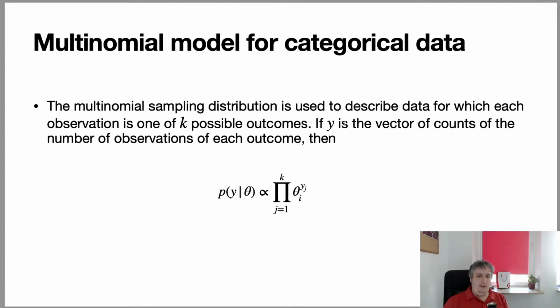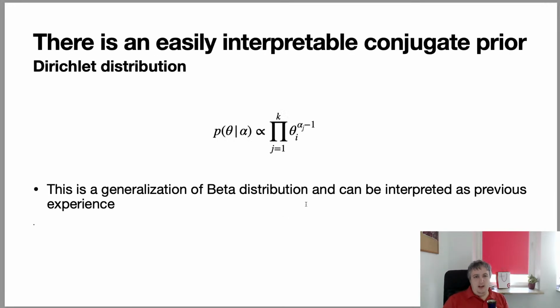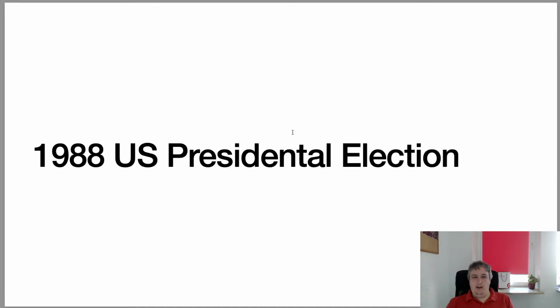However, the main important thing is that in the case of the binomial, we had one parameter theta, which was between 0 and 1. In the case of multinomial distributions, our parameter theta is distributed not on an interval but on a simplex. It will always be a vector of numbers summing up to 1, because the probabilities of all possible categories have to sum up to 1. And again, as with the beta distribution, we can interpret this as previous experience in an experiment.